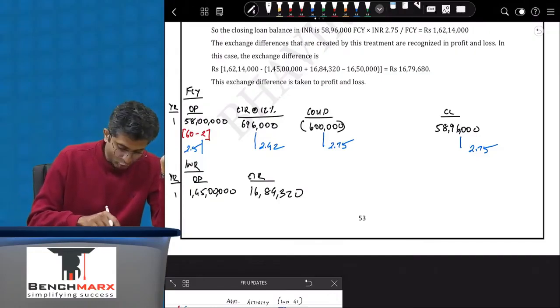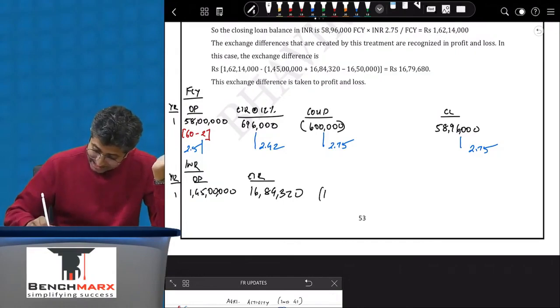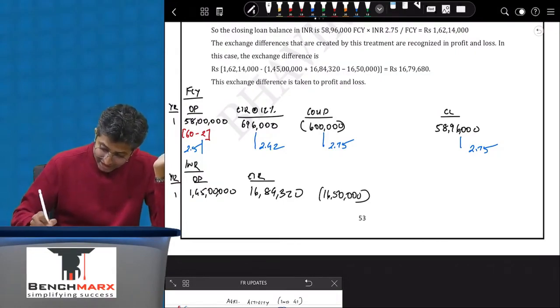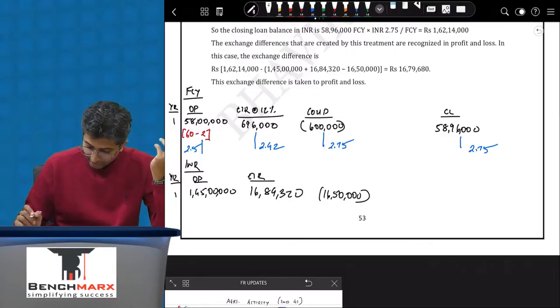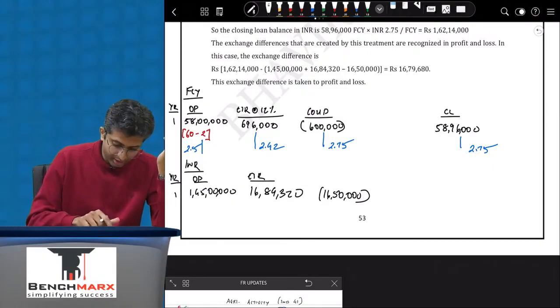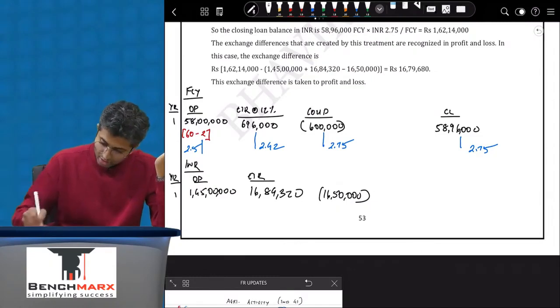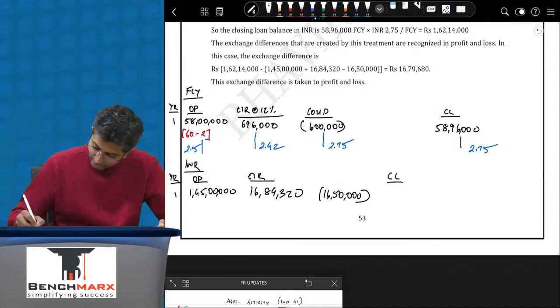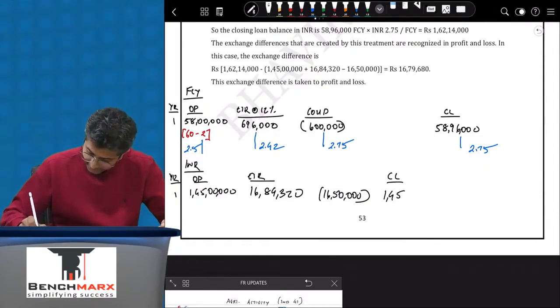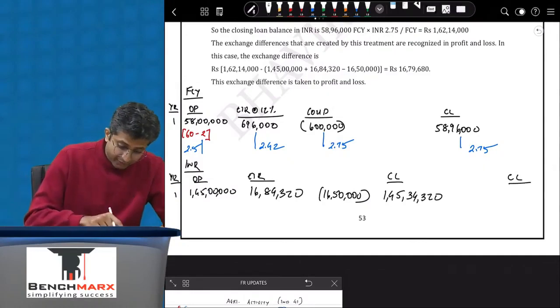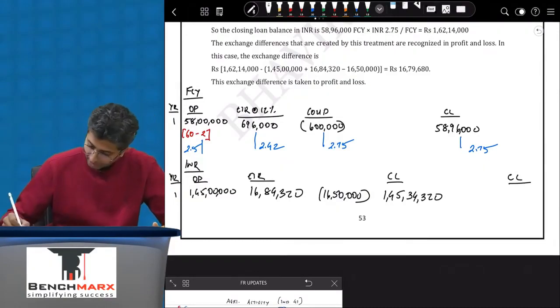Coupon would be 6 lakhs into 2.75, which is 16 lakh 50, and hence ideally your balance over here should be tied up. So this is 1 crore 45 lakh 34,320. This should be the closing balance. However, if I convert 58.96 at 2.75, I'll see altogether a different number, probably 1 crore 62 lakh 14,000.